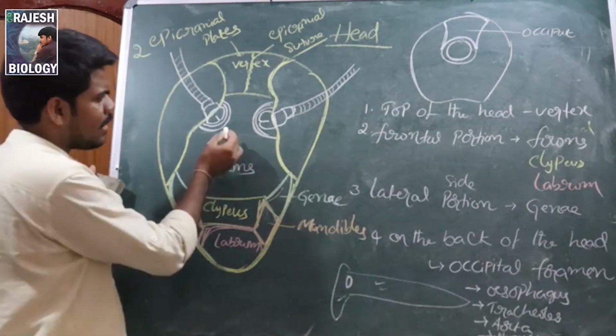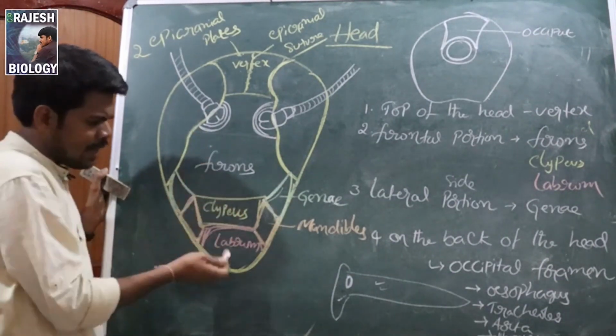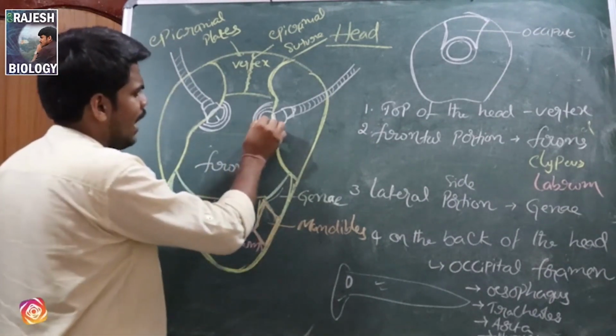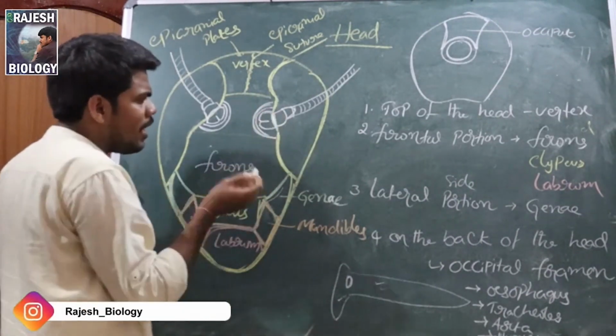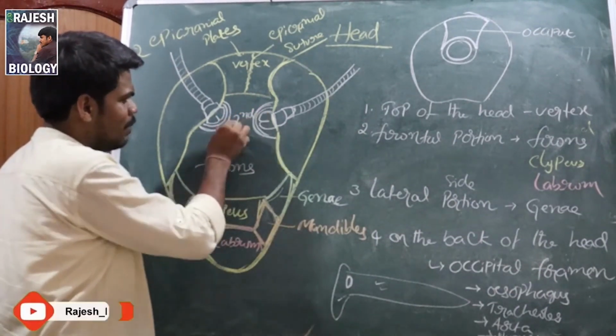Before I erase the diagram, I'll explain about the antenna. Then I'll erase the diagram and write some matter here, which is easy to write. Okay, so first, antenna. Antenna are paired structures which are arranged in the second segment.